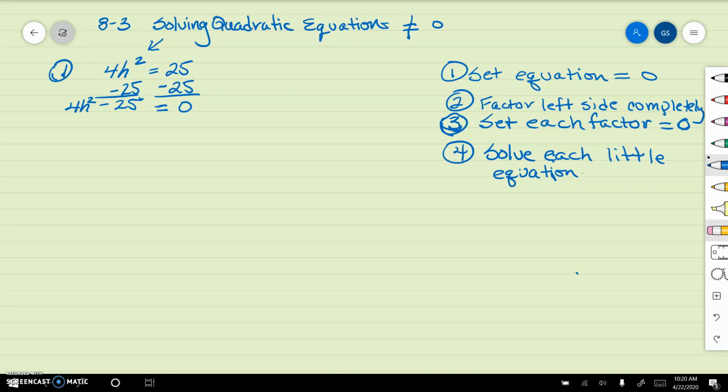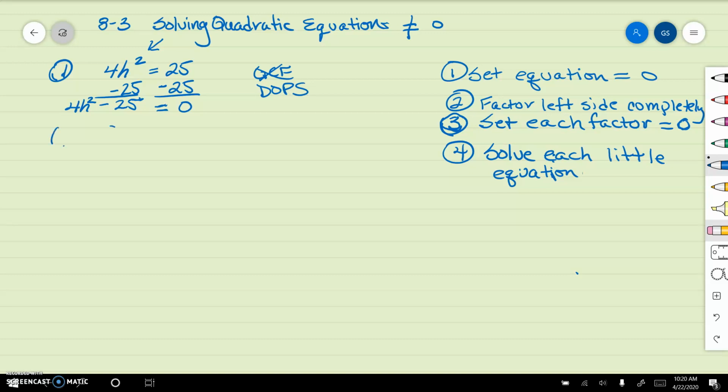Okay, so now this has two terms, this quadratic. That means we either are going to do GCF or difference of perfect squares. Well, there is no GCF here. 4 doesn't go into 25. 2 goes into 4, but it doesn't go into 25. So it's not GCF. That means it's difference of perfect squares. So look at the first term here. It's 4. Square root of 4 is 2, so that's a perfect square. H squared, the square root of h squared is h, so that's a perfect square. And 25, the square root of 25 is 5, so that's a perfect square. So we have subtraction, the difference of perfect squares.